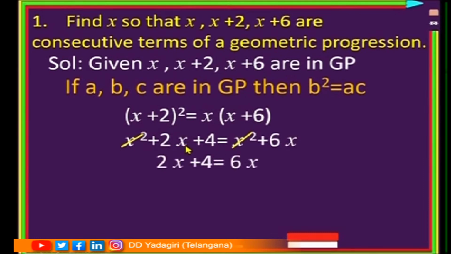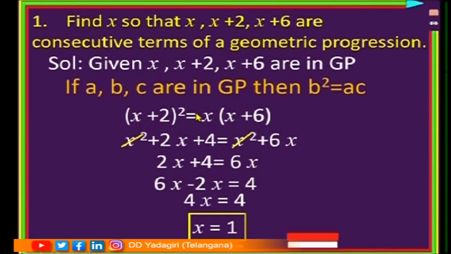We will get 2x plus 4 is equal to 6x, and bring 2x to the right hand side, we will get 6x minus 2x is equal to 4. Finally 4x is equal to 4, 4 gets cancelled, and x is equal to 1.